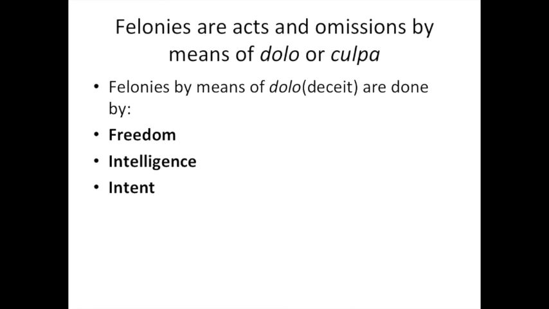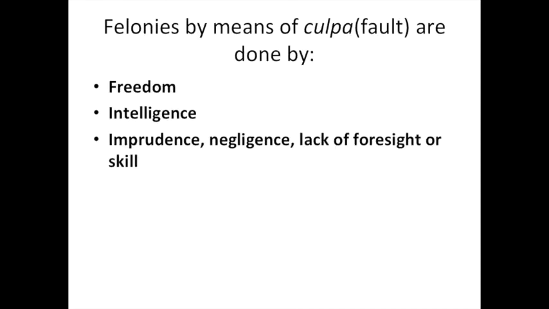So freedom talks about you are not being forced. Intelligence is that you have the knowledge that it is wrong. Intent is you really wanted to do it. Now, dito naman sa culpa is by fault or done by fault. Okay, freedom, hindi ka pinilit. Intelligence, of course, you know that it is wrong. So, sa imprudence or negligence, imprudence is pagdinangag. Negligence is yung pinabayaan mo na lang. Lack of foresight or skill, ito yung hindi mo masyadong naisip ng advance.